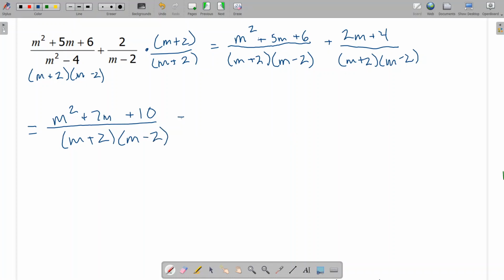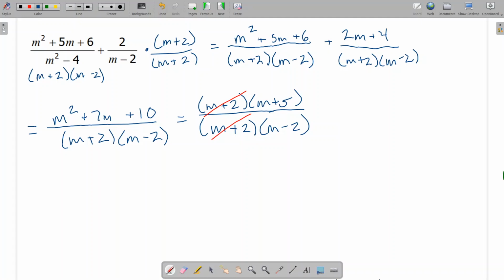So now we can factor our numerator into (m plus 2) times (m plus 5). Those m plus 2's are going to cancel out, leaving us with just (m plus 5) over (m minus 2).